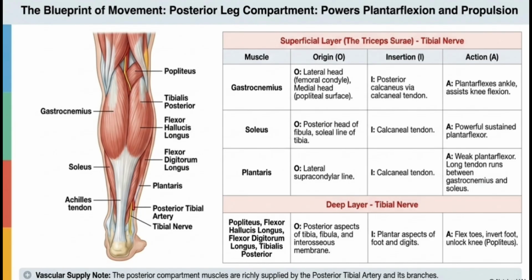We now explore the posterior leg compartment, the absolute power source for plantar flexion and forward propulsion. During the push-off phase of gait, this extensive compartment is completely innervated by the tibial nerve and supplied by the posterior tibial artery. It is anatomically divided into two layers.